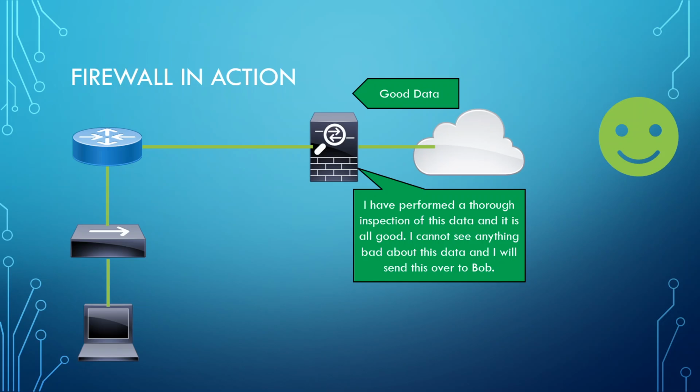So in this case, the firewall performs a thorough inspection of the data. It can say, okay, this data is all good. It's an email. I've looked at the email and it doesn't have anything nasty attached to it. I can't see anything bad about this data. So now I'm going to send this data all the way over to Bob. And so this data arrives at Bob's laptop. Bob can open up the email and read it.